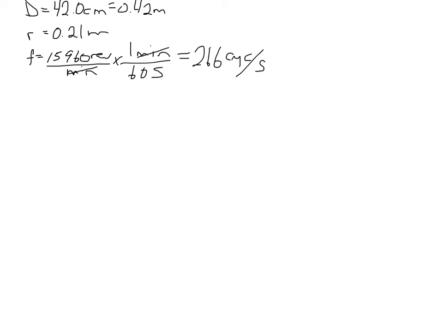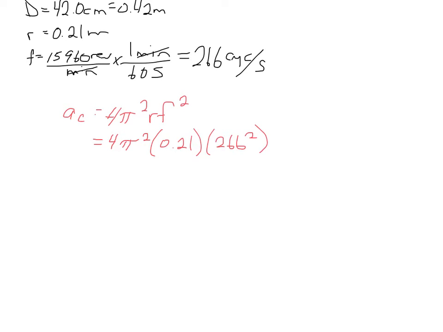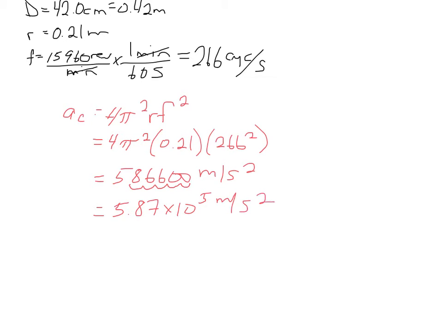This question is asking for the magnitude of centripetal acceleration, and we know that we can do 4 times pi squared times our radius and frequency squared in order to get our centripetal acceleration. So if we put all our numbers in, 4 pi squared times 0.21 multiplied by 266 squared, we are going to get 586,600 meters per second squared. In order to put it into significant digits, we switch it to 5.87 times 10 to the 5 meters per second squared.